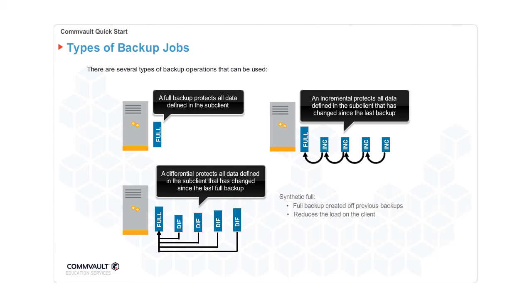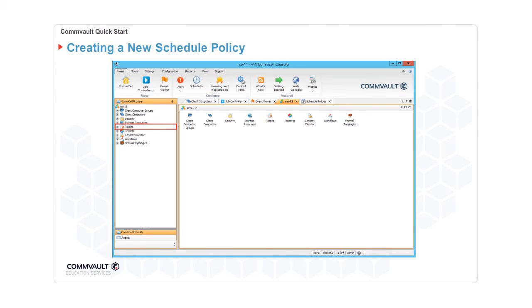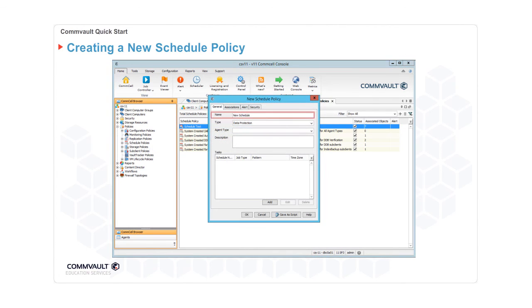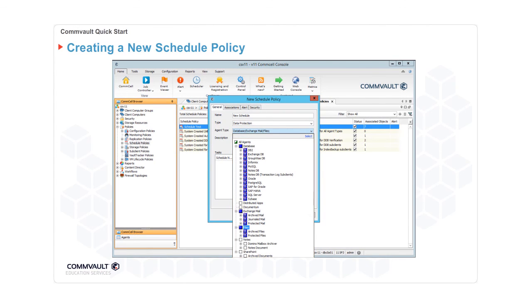Now that we reviewed the types of backup jobs, let's take a look at how to create a new schedule policy. To create a schedule policy, expand the Policies entity in the Commvault browser. Right-click Schedule Policies and select New Schedule Policy. Enter the name of the schedule policy and select the type of schedule. The data protection policy is the default. Next, select the agent type for the data protection schedule policy.